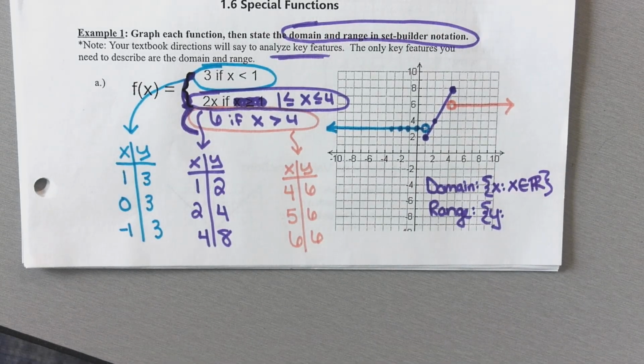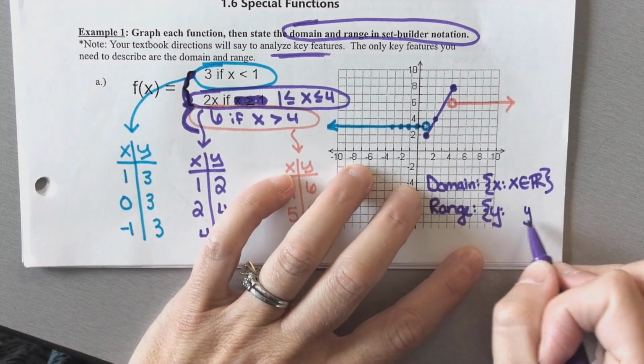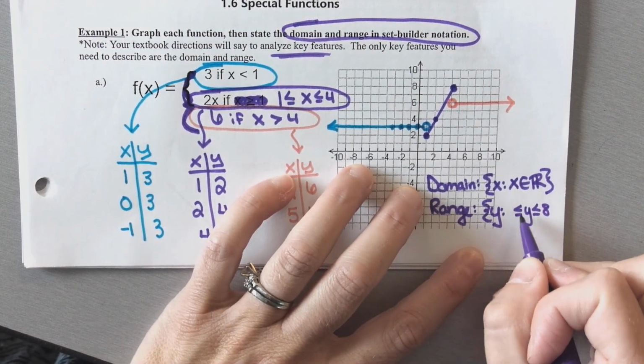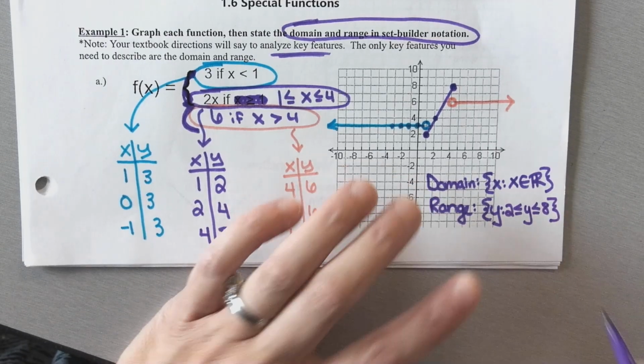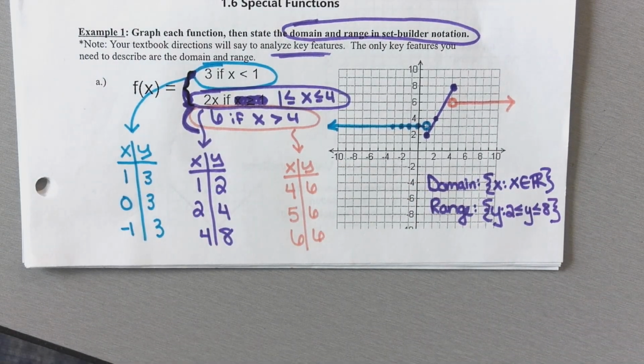For the range, where does my graph start? What's the lowest number? 2. What's the highest number you can see that it can get up to? 8. So all of my graph lives in between 2 and 8. So my entire graph exists between these two numbers. There's no graph outside of those numbers. So again, it's a compilation of all the things. What's the highest point and lowest point that you see? When you're ready, you can flip.